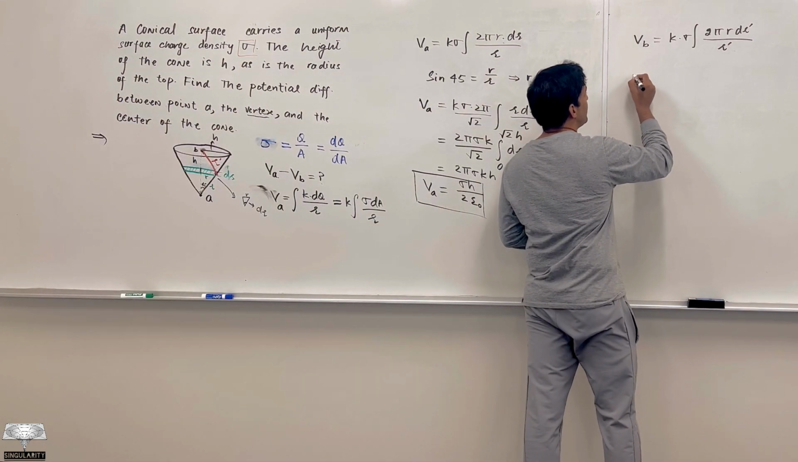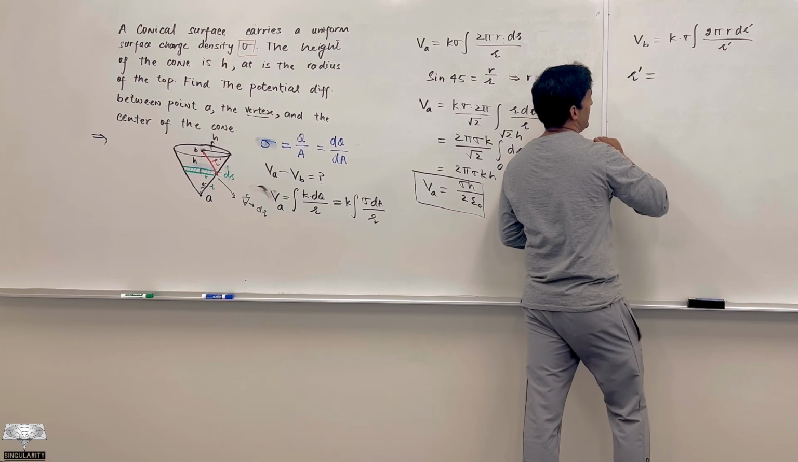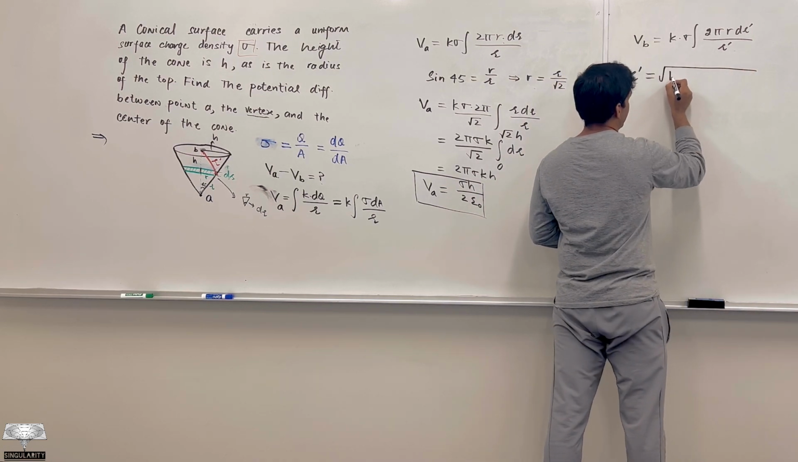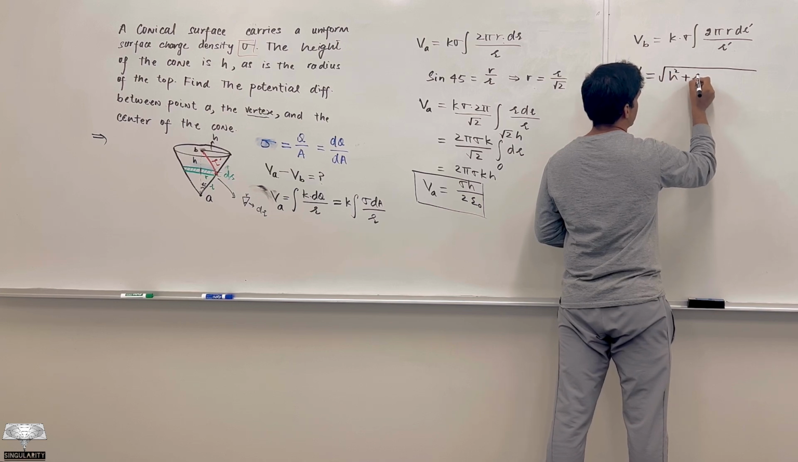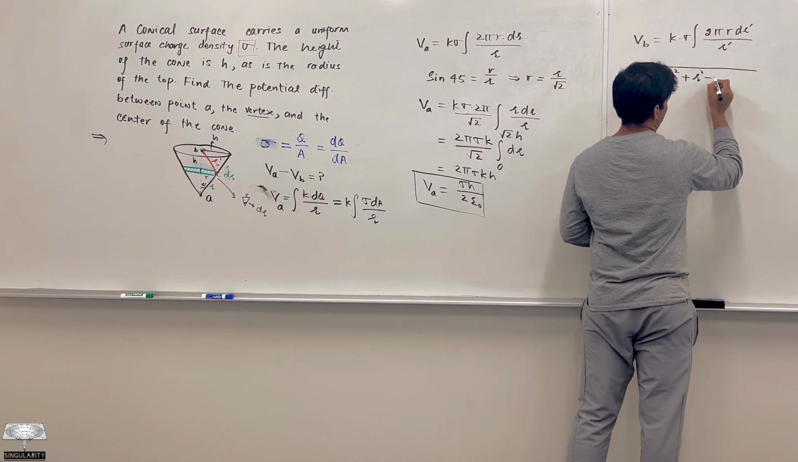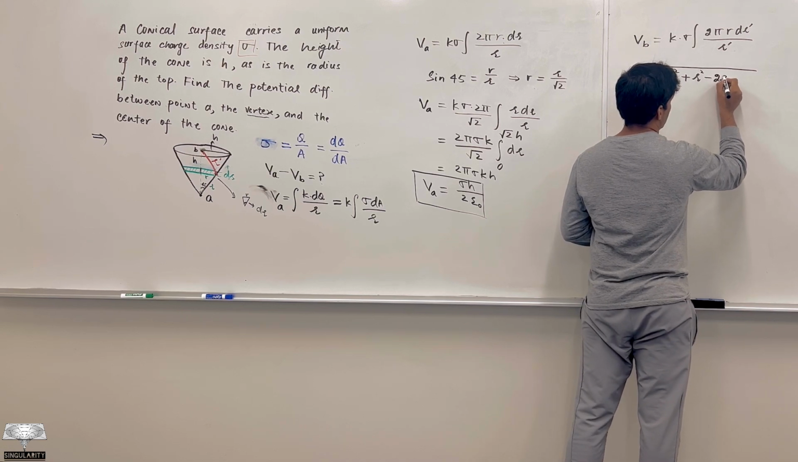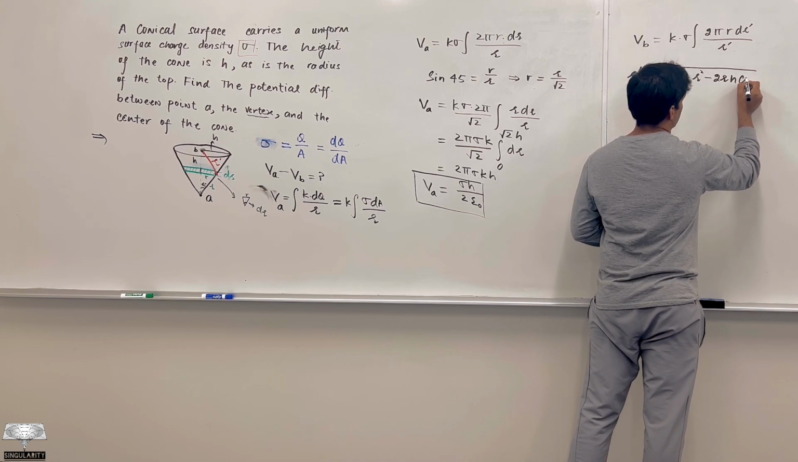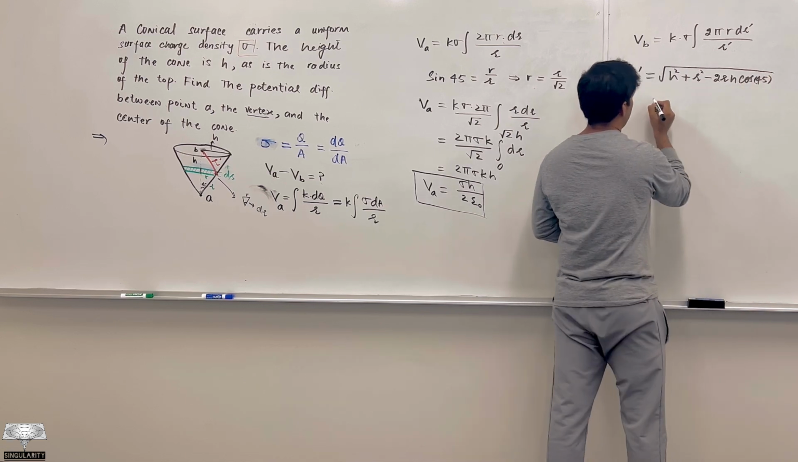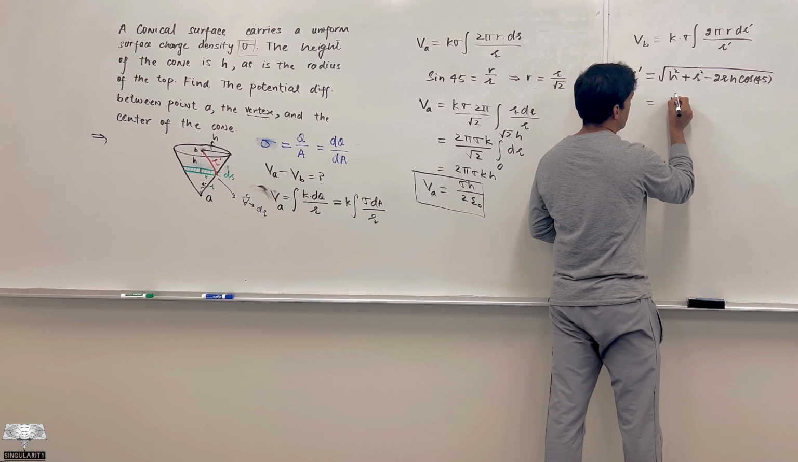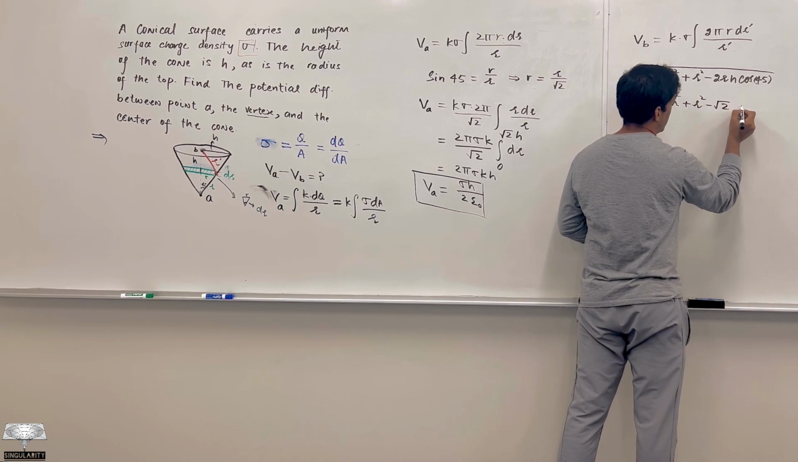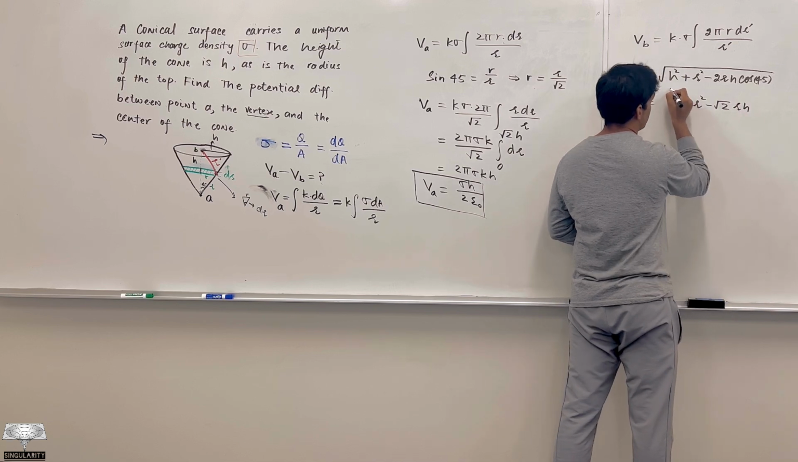So R prime, curly R prime, this will be the square root of h squared plus R squared minus 2 R h cos of 45, right? And this can be written as h squared plus R squared minus square root of 2 R h.